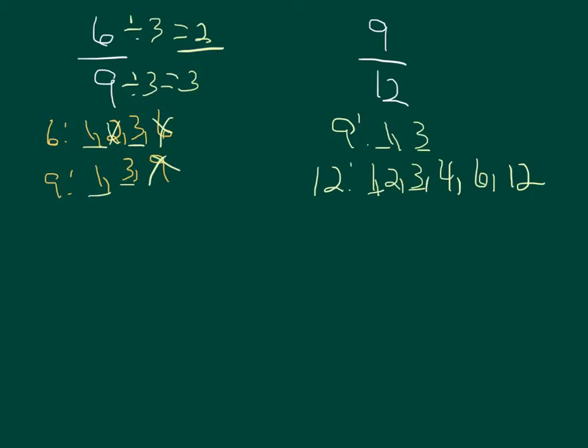And by the way, another factor of 9 is 9. I forgot about that. Sorry. But still, that doesn't negate the fact that the greatest common factor is 3. So we divide our numerator by 3 and our denominator by 3. 9 divided by 3 is 3. 12 divided by 3 is 4. So therefore, the simplified version of 9/12 is 3/4.